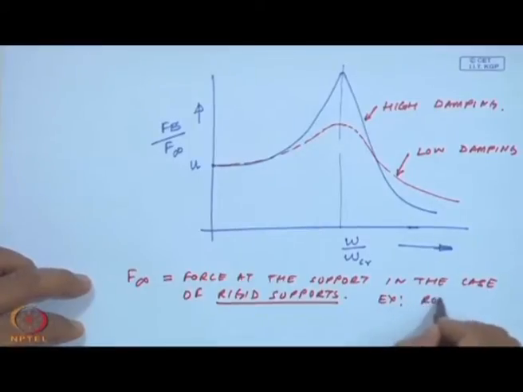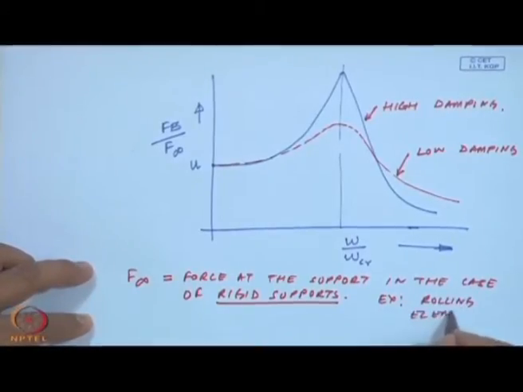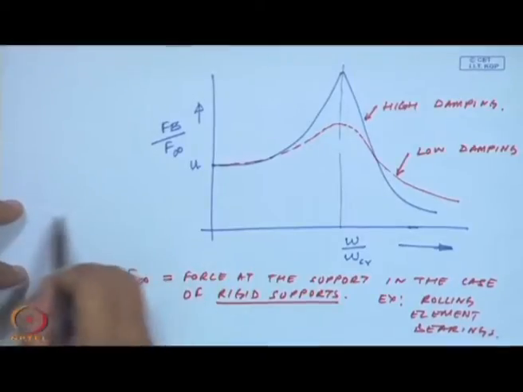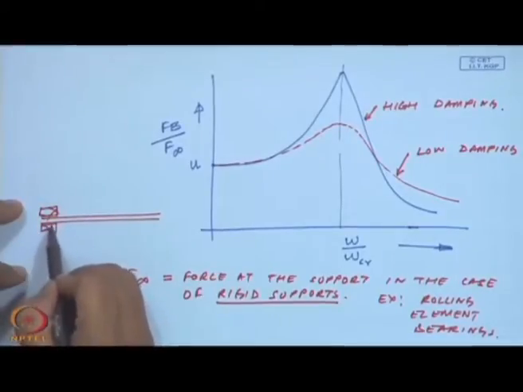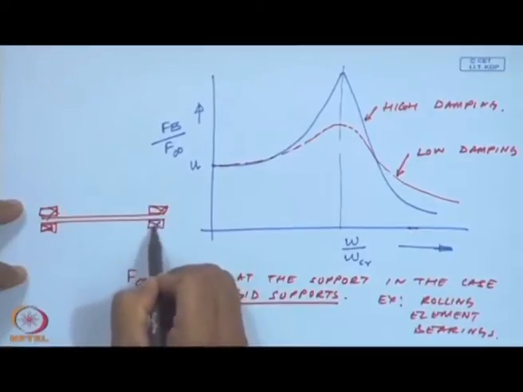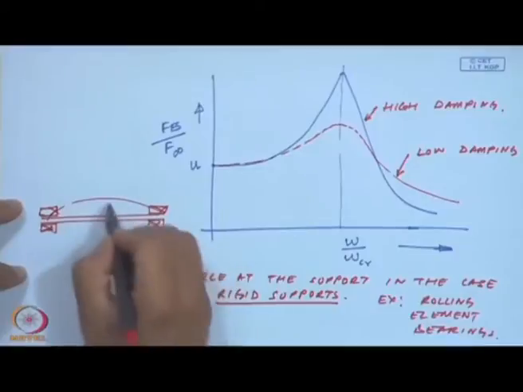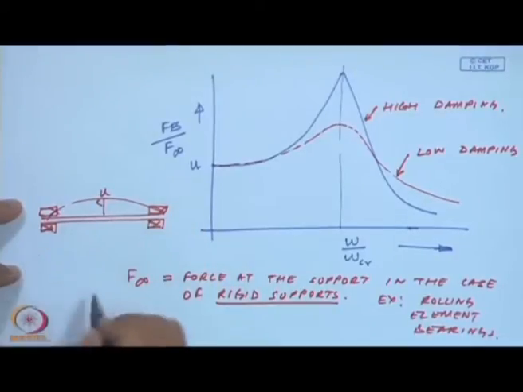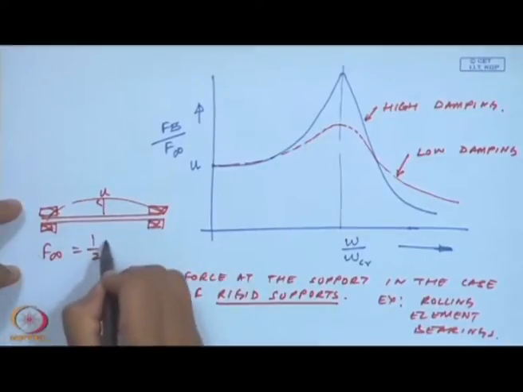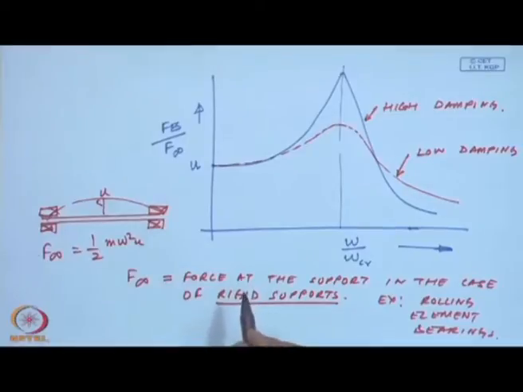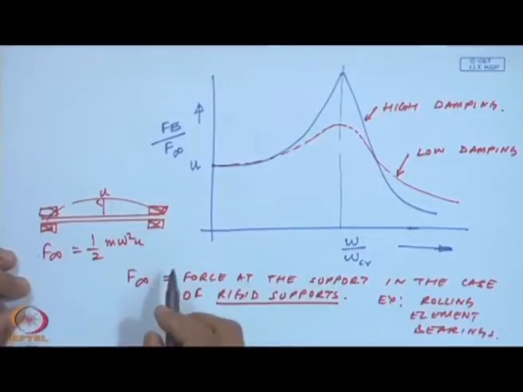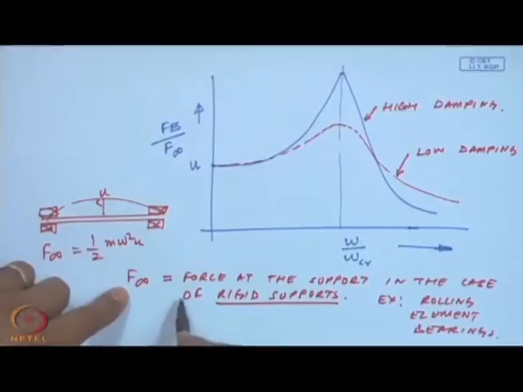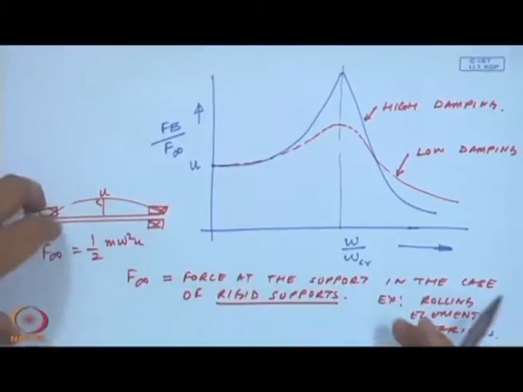Example, our rolling element bearings. So, if I have a shaft which is supported on rolling element bearings, and if this is going to have an amplitude u, the F infinite at any location will be half m omega square u. And you will see for large machines this force is very high. When the m is high or at high speeds, the forces are very high in the case of large rotating systems.